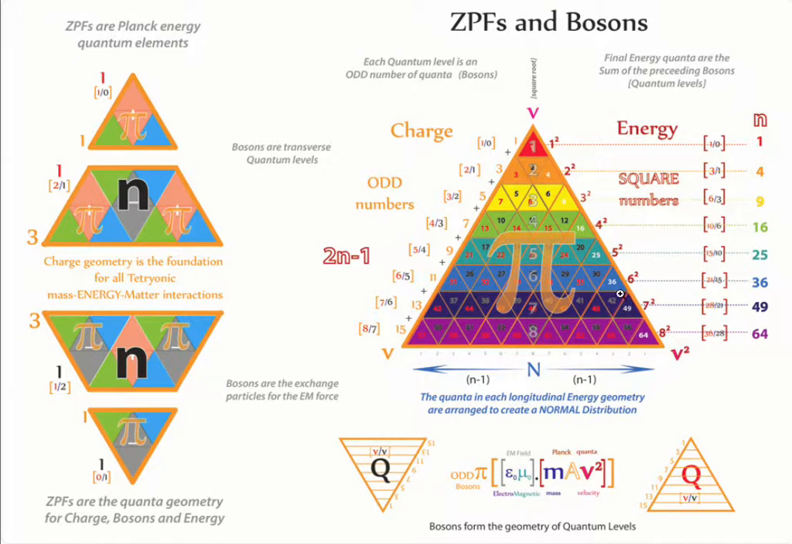Again, the geometry in Tetryonics is simply shown as a pi geometry, pi radians, 180 degrees within the equilateral triangle, and it is the bosons that form the quantum levels of these scalar energy field, mass energy fields.